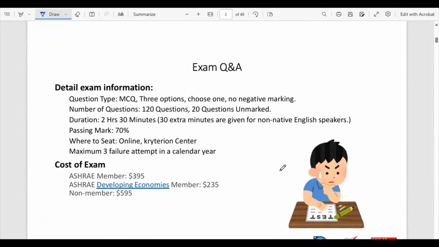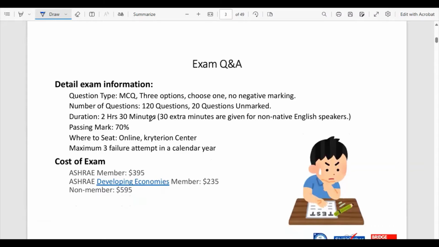Exam questions. So in the exam, we are going to have 120 questions. 20 of the questions out of 120 are unmarked. And we have to get around 70% to pass the exam. The exam will be 2 hours and 30 minutes. There will be MCQs with 3 options. Among the 3 options, you have to choose one, and there is no negative marking.